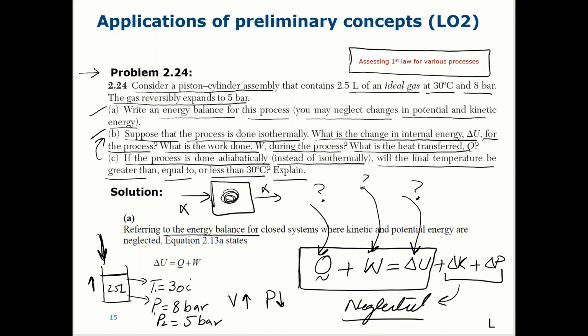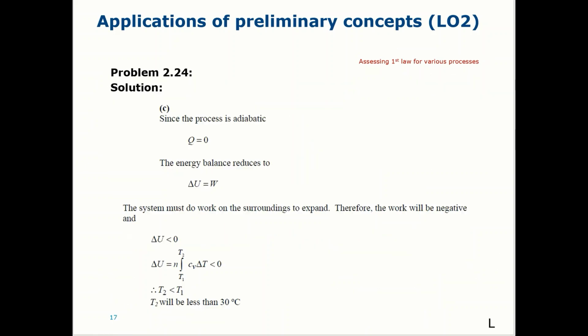Now we need to calculate temperature. If the same process, which we said isothermal, instead of isothermal process, the same process happens adiabatically, will the final temperature be greater than, equal to, or less than 30? Because that's the temperature which is the starting point here, right? So let's see what it looked like for adiabatic, right? Let's write the first law of thermodynamics again.